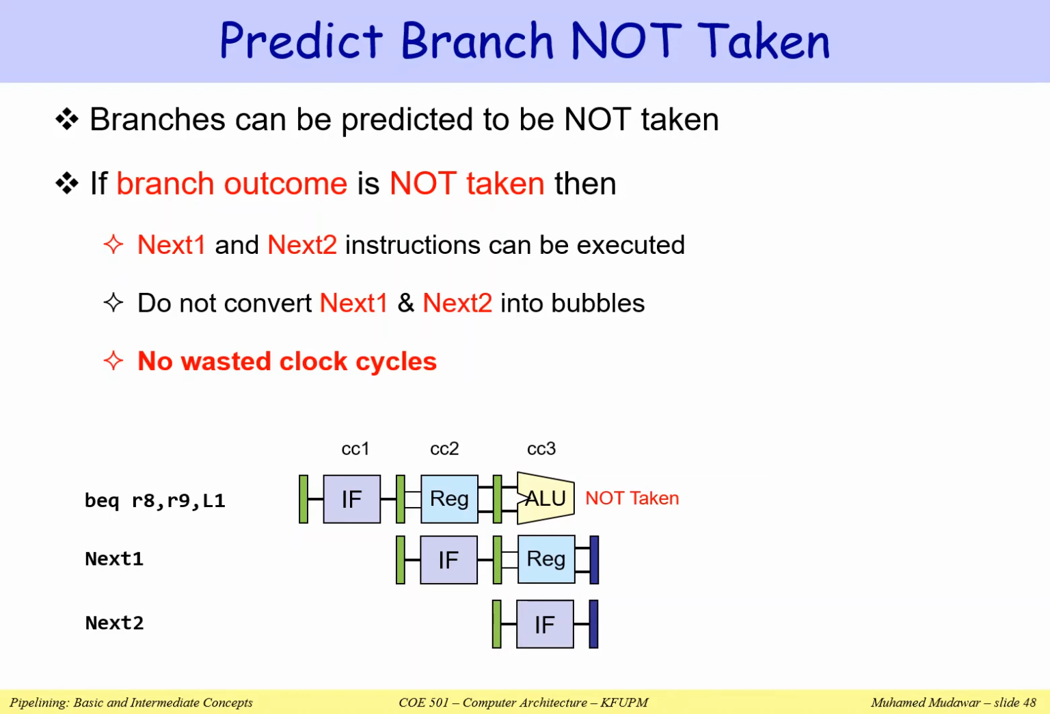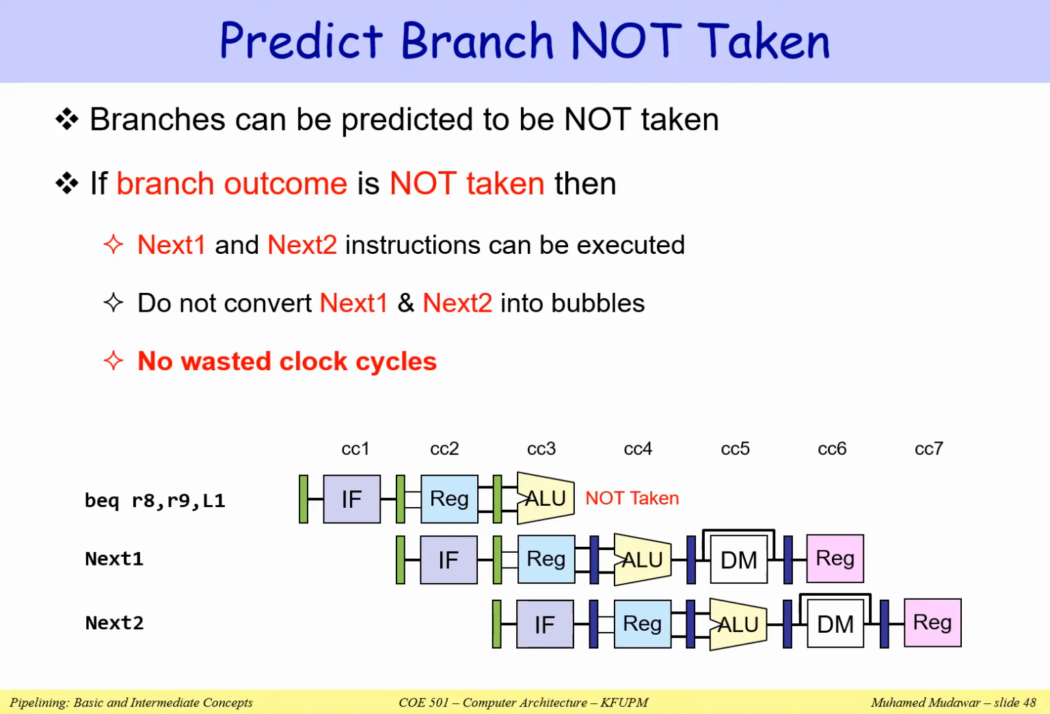If the branch is taken, as we have already seen in the previous slide, we have to convert next 1 and next 2 into bubbles. But what if the branch is not taken? Already we have next 1 and next 2 in the pipeline. So should we really convert them into bubbles? The answer is no. We allow these 2 instructions to proceed normally in the pipeline because the branch is not taken. They write their results into the register file, or even update the data cache if we have a store instruction.